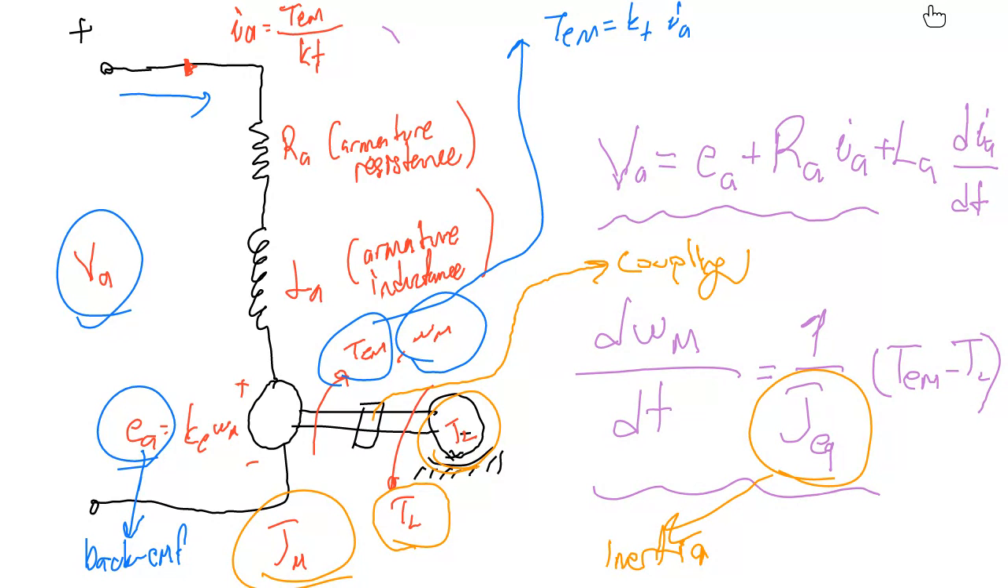Actually, here we have two critical ideas. The back EMF EA in the electrical system depends on the mechanical speed omega m. It's critical. So the electromagnetic torque in the mechanical system depends on the electrical current, IA. So we can write EA depends on omega m, and electromagnetic torque depends on IA.